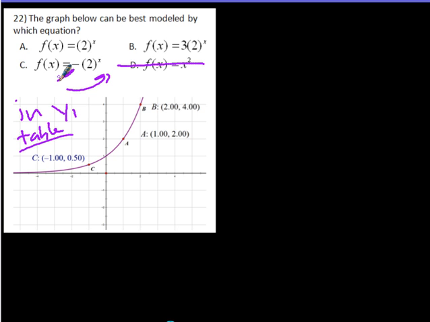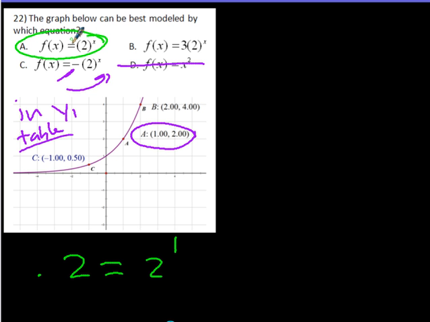Okay, and so now you're just going to need to look at some numbers. They give you numbers. 1, 2. Put 1, 2 in. Okay, and see which one it matches. Right? Is 2 equal to 2 raised to the 1? I think I'm done. Right? Because 2 does equal 2 raised to the first power. C, you may want to check, well, that would be the opposite of 2 raised to the first power. I would do the first power first. 2 does not equal negative 2. So C is out.